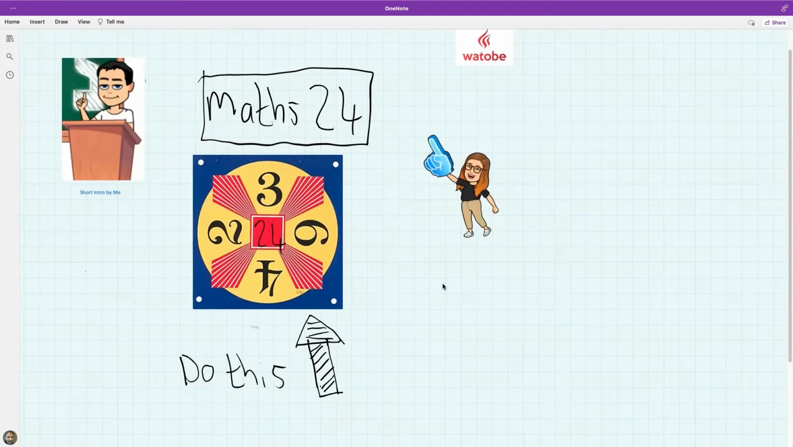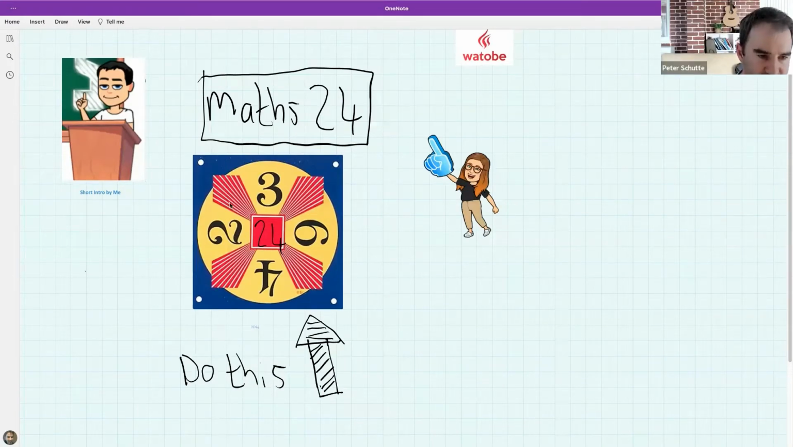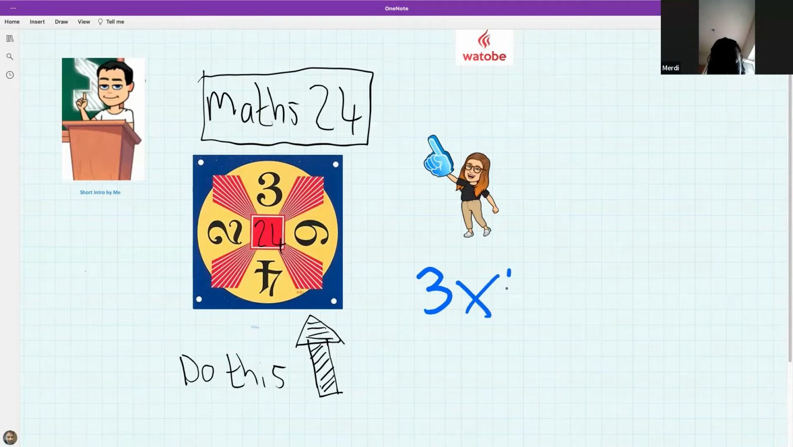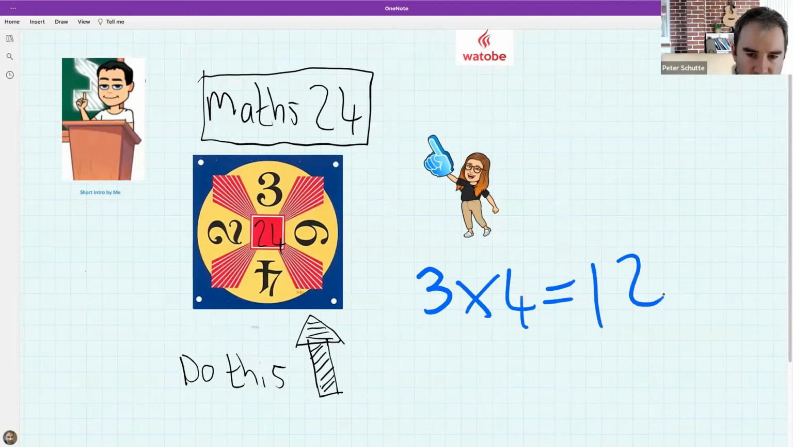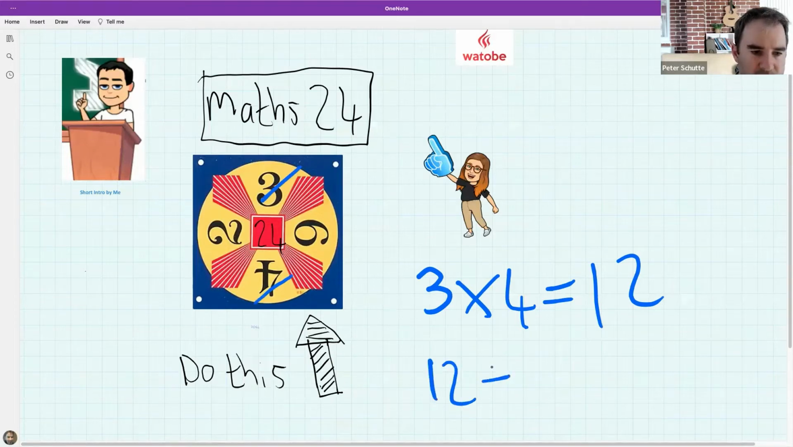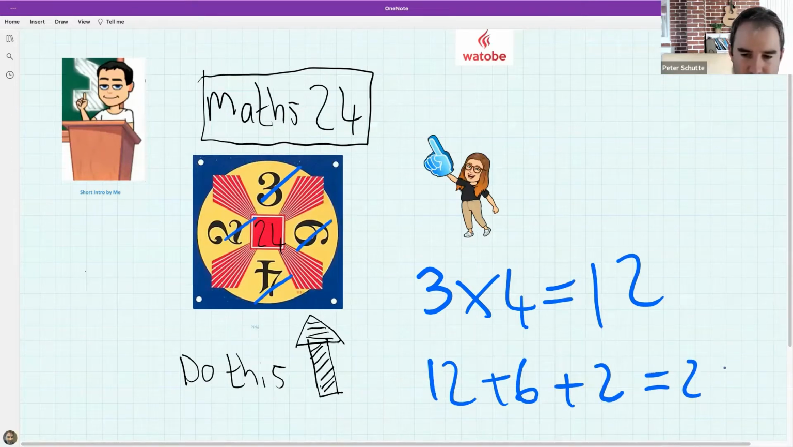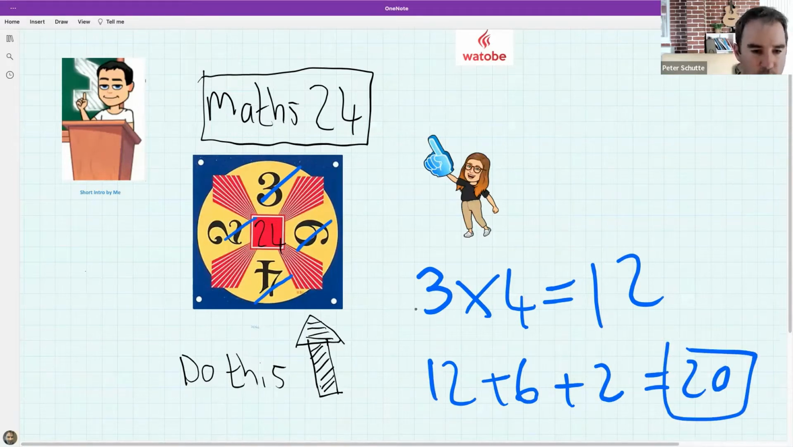24 works. You have to find a way to get these 4 numbers to make 24. For example, if I go 3 times 4 is 12. So I've used 3 and 4. And if I now take 12, no, I get 20. So I have not won the game.